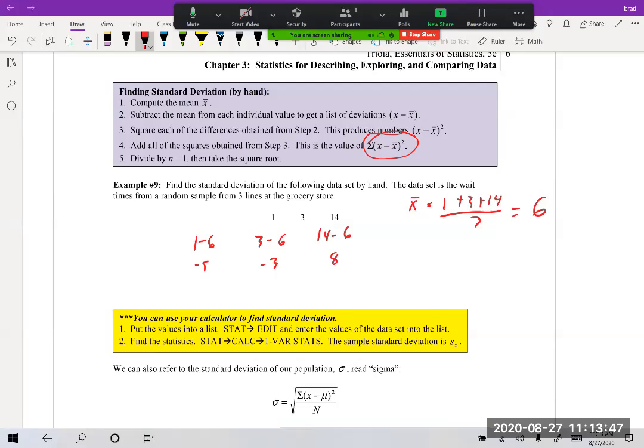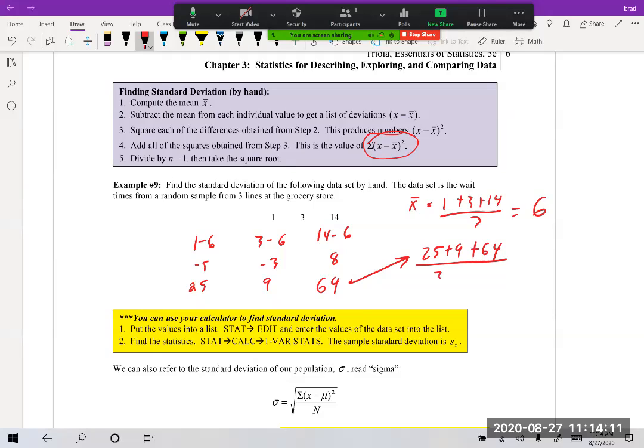Then it says square each of the differences obtained from step 2. So now I'm going to square these, and this will become 25, this will become 9, and this will become 64. Then it says add all of those squares up. So I'm going to do 25 plus 9 plus 64. And then it says divide that by n minus 1, and then take the square root.